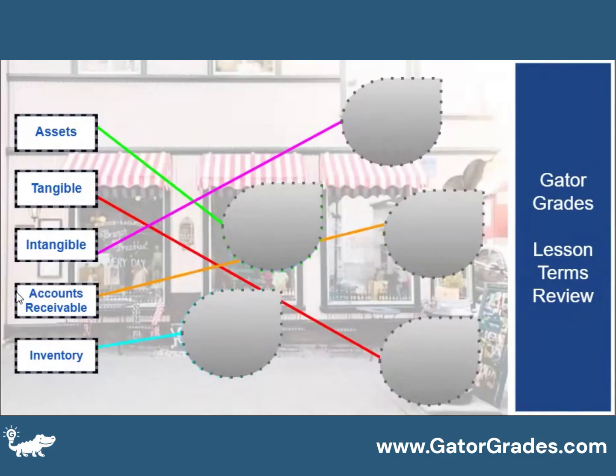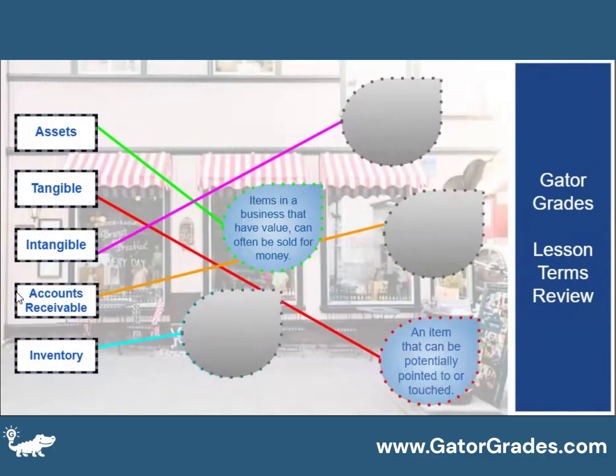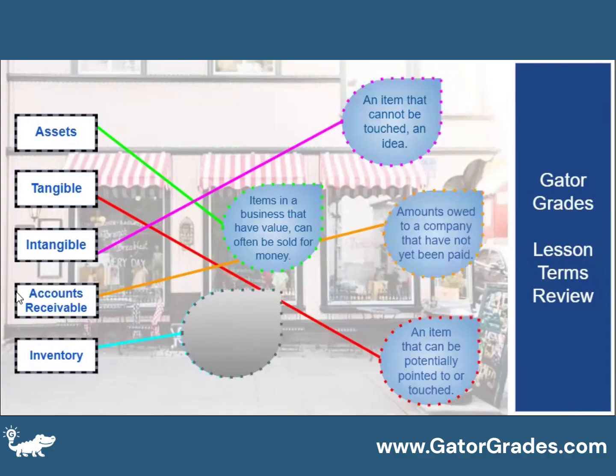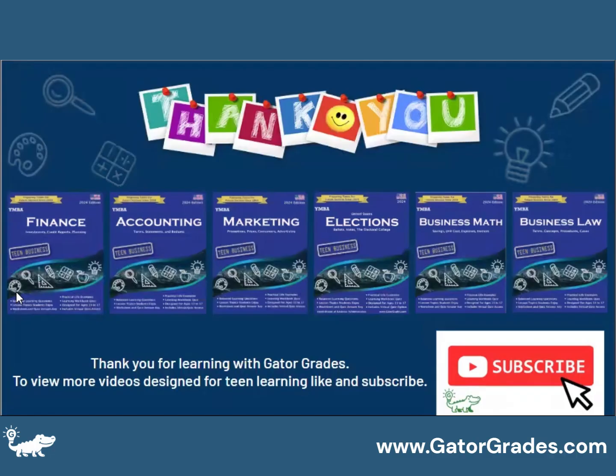What is an asset? Assets are items in a business that have a value and can often be sold for money. Tangible, an item that could potentially be pointed to or touched. Intangible, an item that cannot be touched, an idea. Accounts receivable, amounts owed to a business that have not yet been paid. Inventory, the materials and supplies a business has on hand.